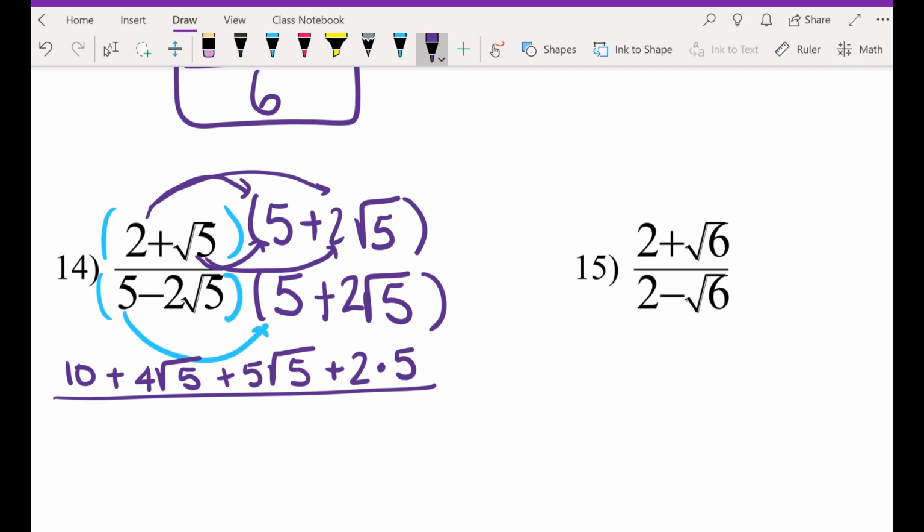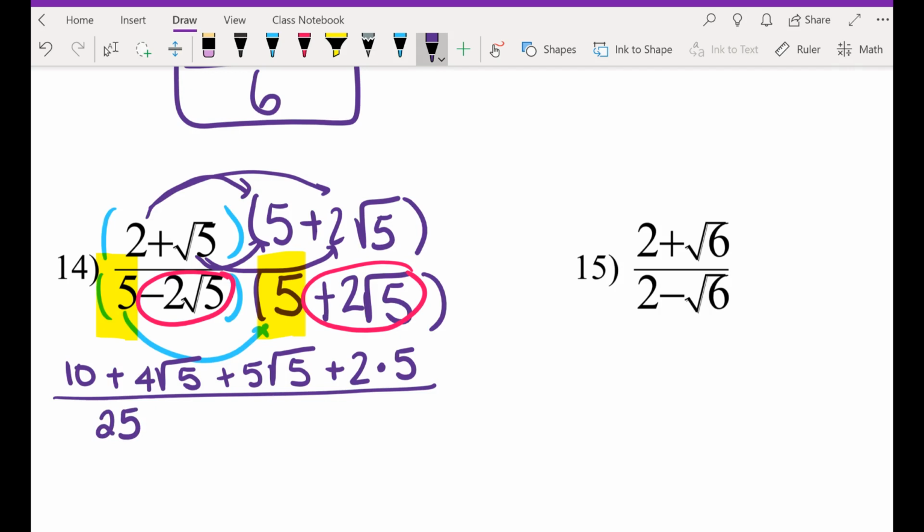On the bottom, are those conjugates of each other? Yeah. So do I need to multiply everything? No. Just the first 2 and the last 2. Okay. That's 5 times 5 is what? 25.